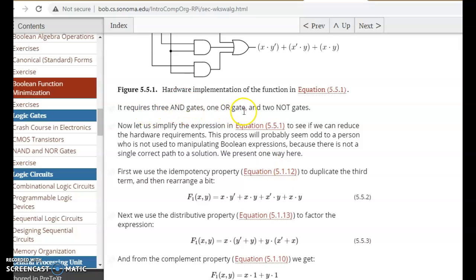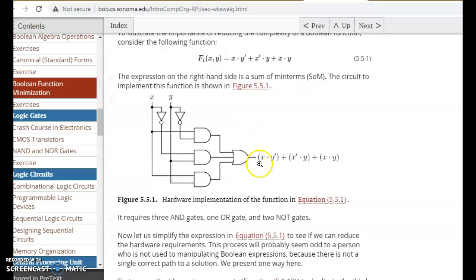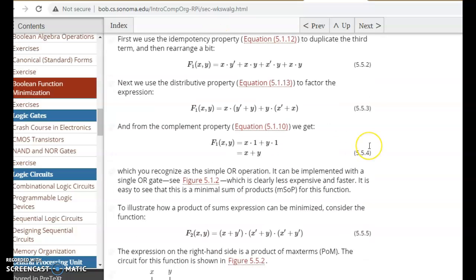So there are 3 gates, 1 OR gate and 2 NOT gates. These are NOT gates. So x can be either true or not true. Y can be either true or not true. And it goes into 3 different ands, and that describes this. And all of those ands result in a true or not true, which is an or. And so this is a pictorial representation of this. So now we're getting into all this picture drawing.